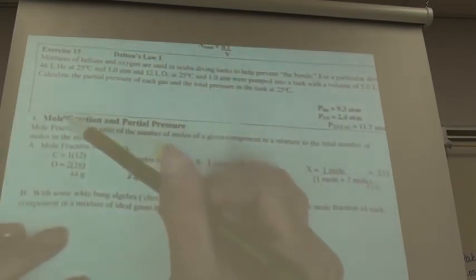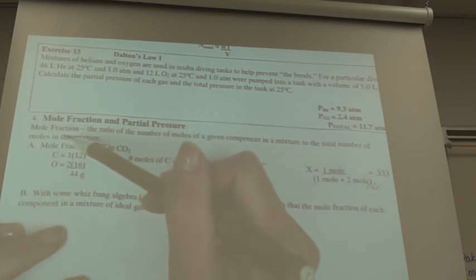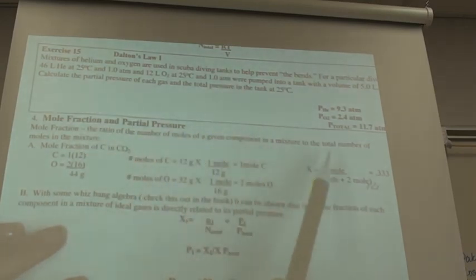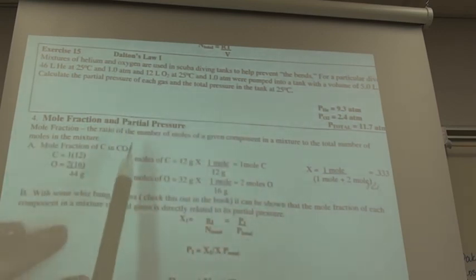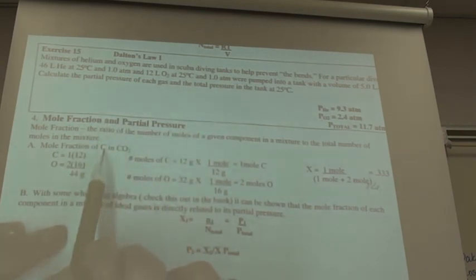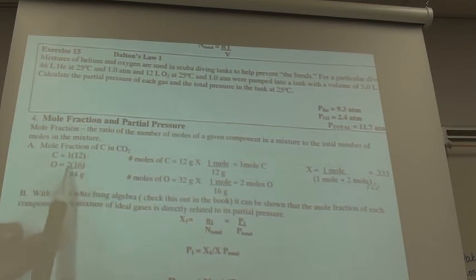Okay, back to this. Mole fraction and partial pressure. Mole fraction is a ratio of the number of moles of a given component in a mixture to the total moles in the mixture. Here's a very nice explanation. If I wanted to know the mole fraction of carbon in CO2, the part of the whole, I would count: there's 1 carbon, 2 oxygens times their mass, and I would come up with 44 grams.